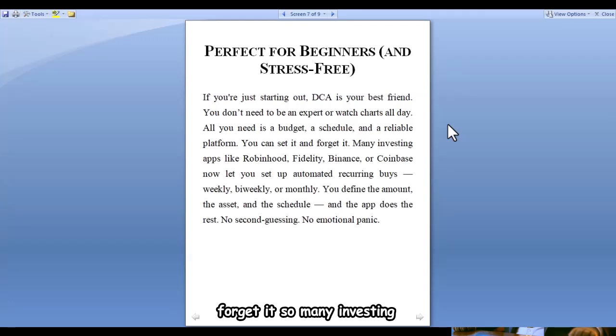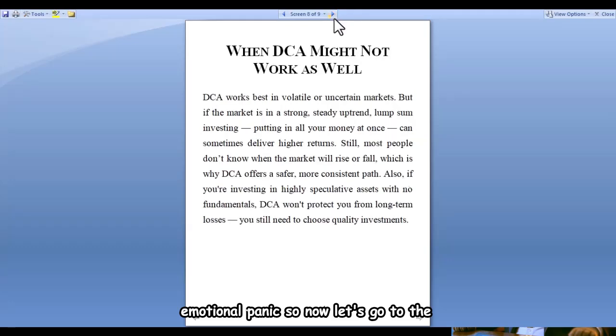So many investing apps like Robinhood, Fidelity, Binance, or Coinbase now let you set up automated recurring buys weekly, bi-weekly, or monthly. So you define the amounts, the assets, and the schedule, and the apps do the rest. So no second guessing, no emotional panic. So now let's go to the next page.